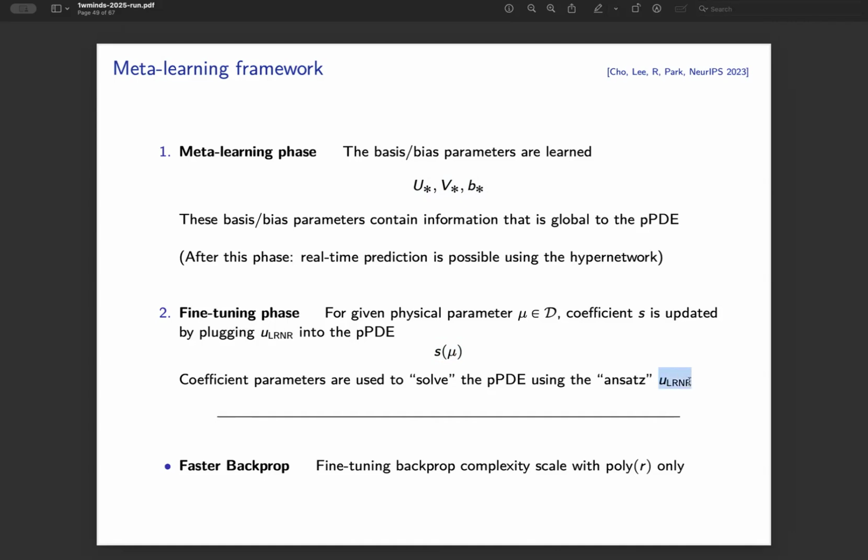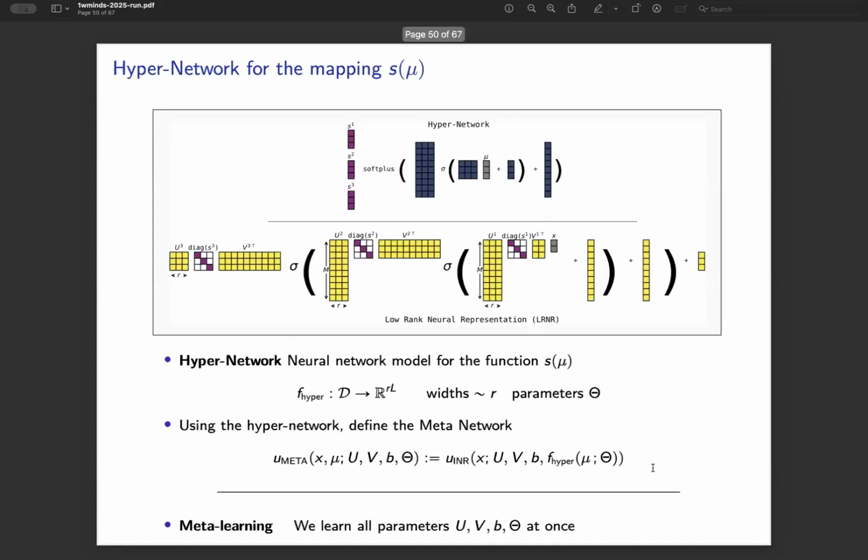ansatz, the learner ansatz. And I think I'm going too slowly, so I'll probably run out of time before I get to the details. But this is when the faster backpropagation, which is the computation of the derivatives you need for this fine-tuning phase, we can make it scale with the complexity that is polynomial in R, and doesn't depend on the large degree of freedom like the finite element methods.